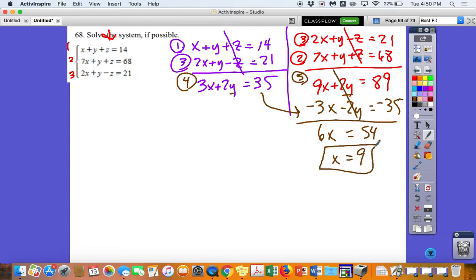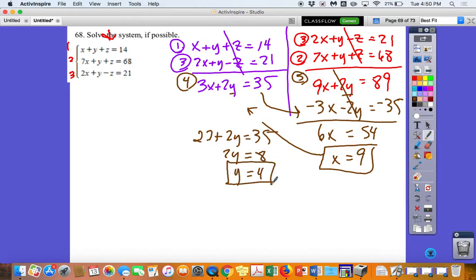Let's see here, 9 times. So I can take 9 and stick it in one of these. Doesn't matter which one. 3 times 9 is what, 27? Plus 2y equals 35. So if I subtract 27, 35 minus 27 is 8. So y is 4. So now I can go back to first one. My x is 9. My y is 4. Z, I don't know. And I got 14. Well, that's 13, right? Well, 13 plus what gives me 14? That's going to have to be a 1.